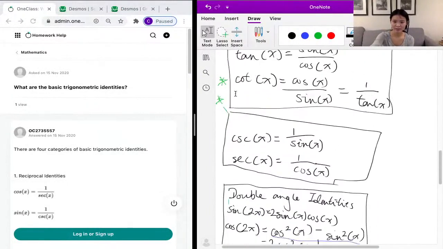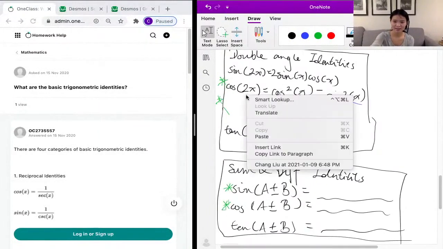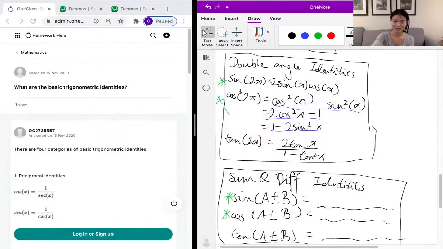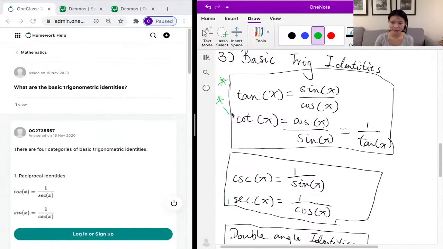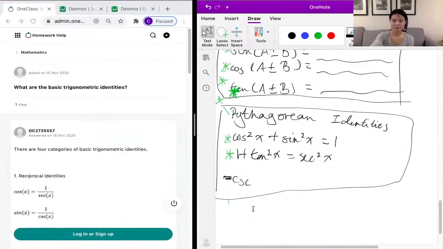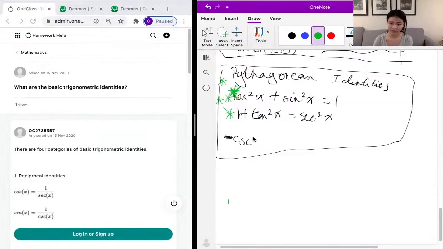Oopsie, the stars are not going with me. But basically I was referring to sine 2x and cos 2x, the double angle identities. But these ones, the tangent, you're going to see them everywhere. It's one of the most common ones. Cotangent, you're probably going to see it too, and cosecant and secant. They're all quite common.